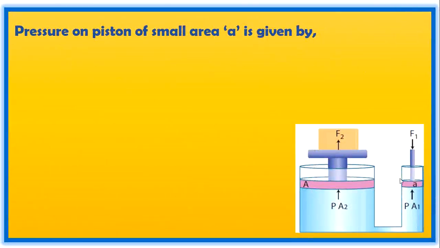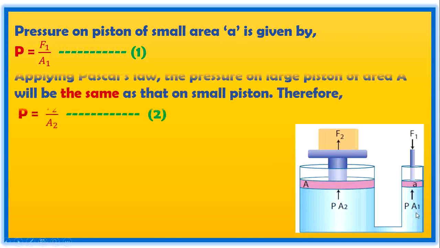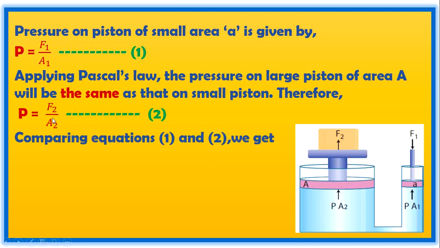Now we have to calculate the pressure on the piston of small area A1, and it is given by P is equal to F1 by A1. Consider this as the first equation. By using Pascal's law, the pressure on the large piston of area A2 is the same as that of the small piston. So the pressure P is equal to F2 by A2, because the pressure is transmitted equally to the larger cylinder. Consider this as the second equation.